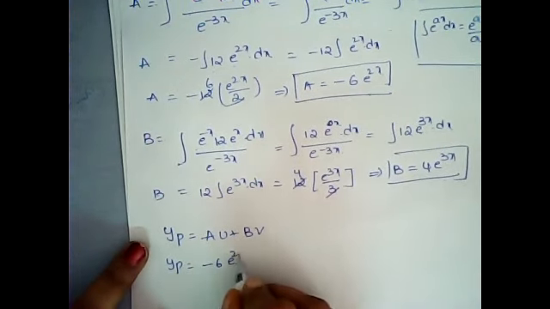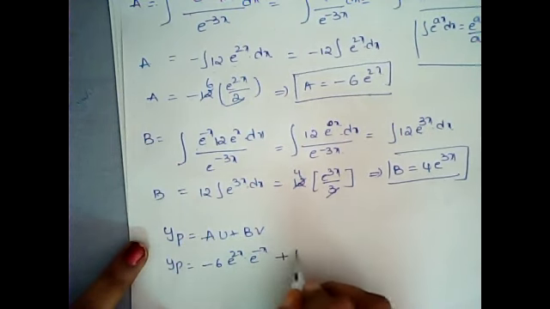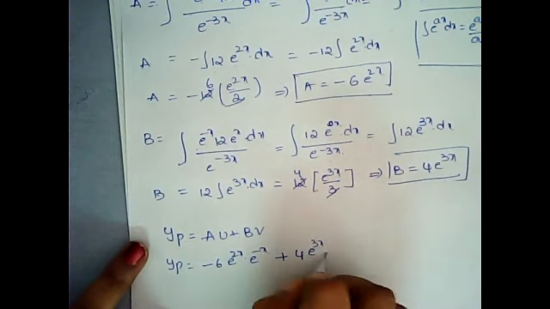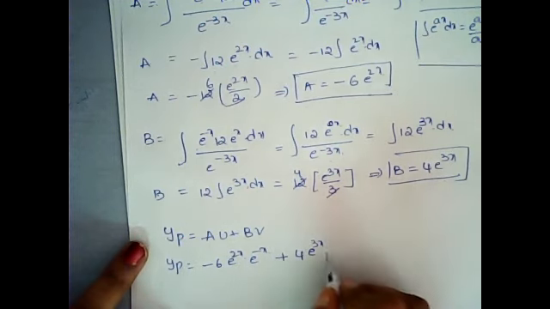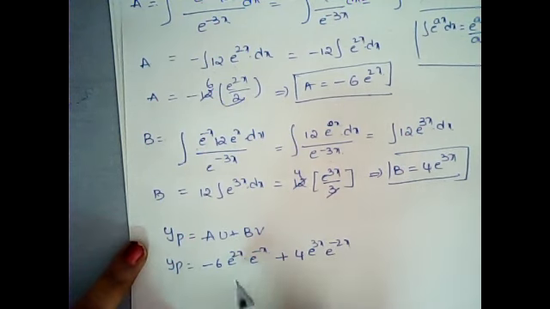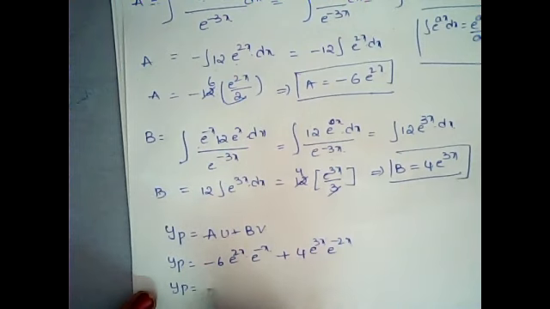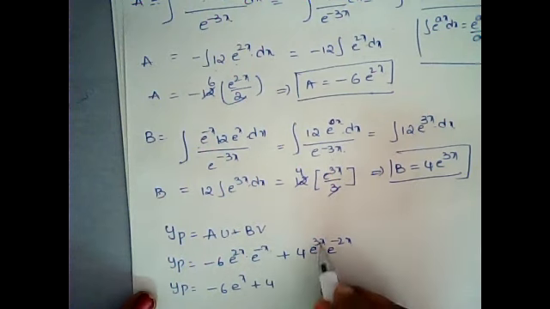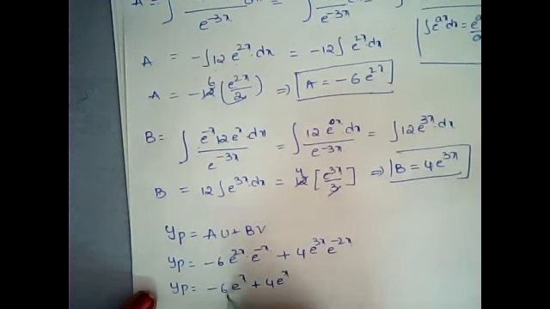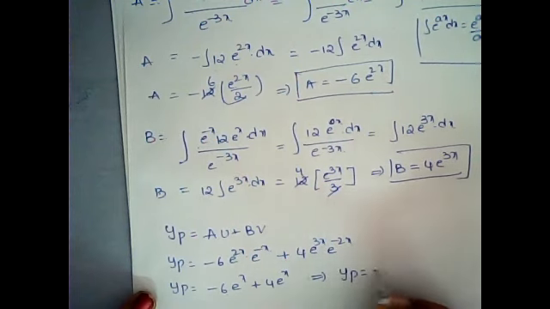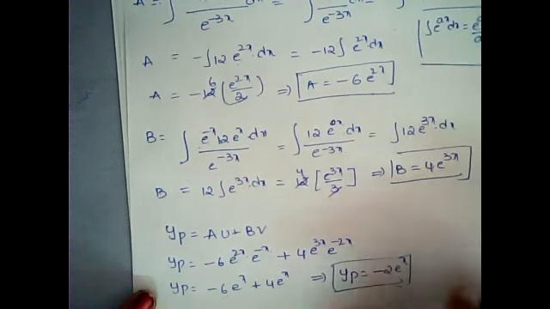So minus 6 e power minus 2x into U is nothing but e power minus x, and B we got it as 4 e power 3x into what is V here? V is nothing but e power minus 2x. So again, when the bases are equal, we can add the powers here. So simplifying that, which is minus 6 e power minus 2x minus x will be here e power x plus 4 e power 3x minus 2x means e power x. So 4 minus 6, I'll be getting here minus 2. So yp will be here minus 2 e power x. So finally, we got our yp.